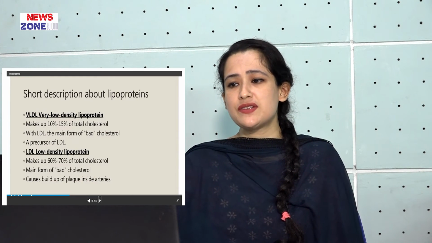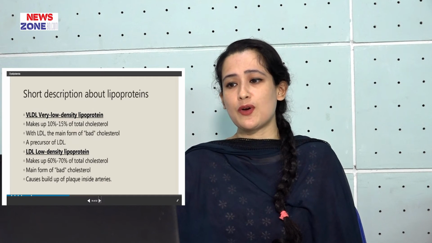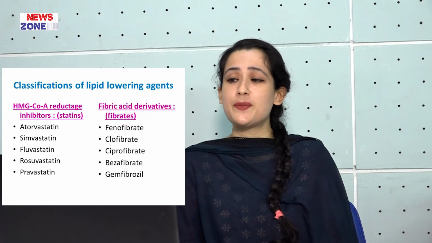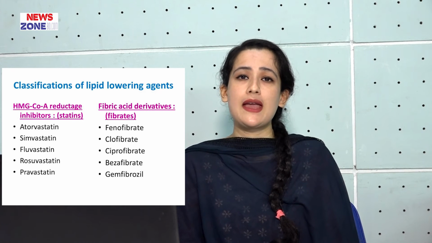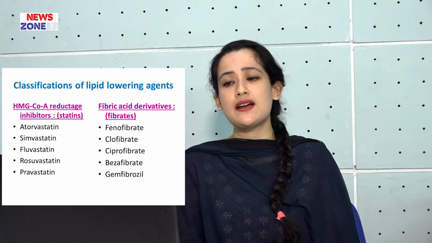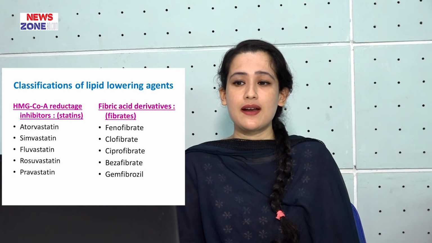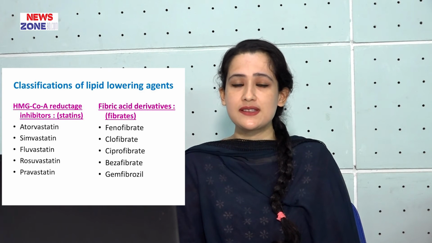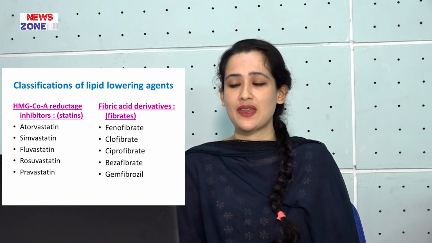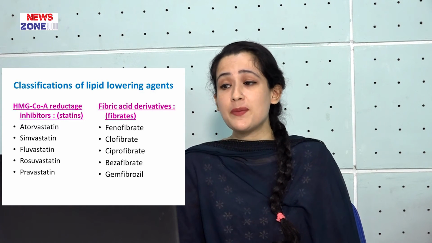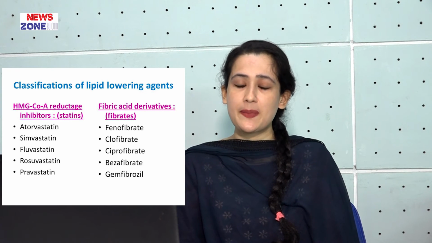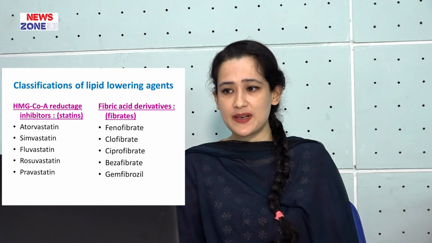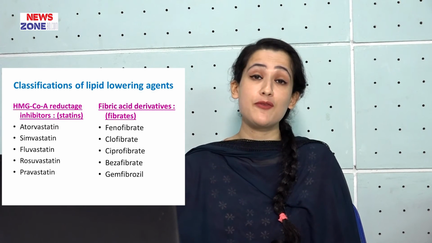So, now I am entering the pharmacology or treatment options of dyslipidemia. What are the drugs that are usually used in case of dyslipidemia? The classifications of lipid lowering agents are: number 1, HMG-CoA reductase inhibitors. They are called statins. The drugs are atorvastatin, simvastatin, fluvastatin, rosuvastatin, pravastatin. The second group of drugs is fibric acid derivatives or fibrates. The drugs are fenofibrate, ciprofibrate, clofibrate, bezafibrate and gemfibrozil.